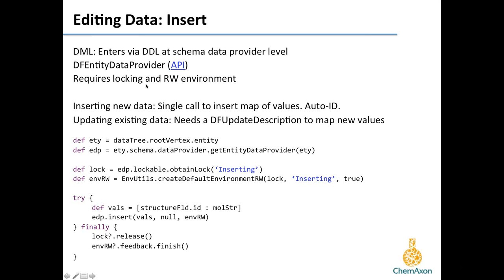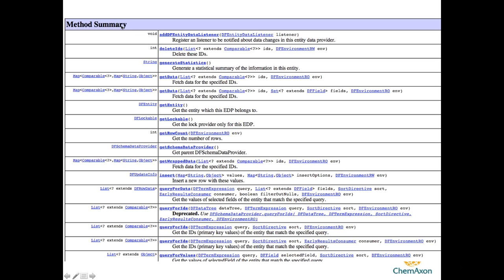So really quickly, I want to pop over to some of the actual API from data entity provider and just point out that because this is the entity, the data access point, this is where you can do a number of things to the actual data, such as deleting IDs or getting a row count or inserting data or querying for IDs. When we talk about substructure searching or generating queries themselves, this is where we'll be doing it. It's the entity data provider.